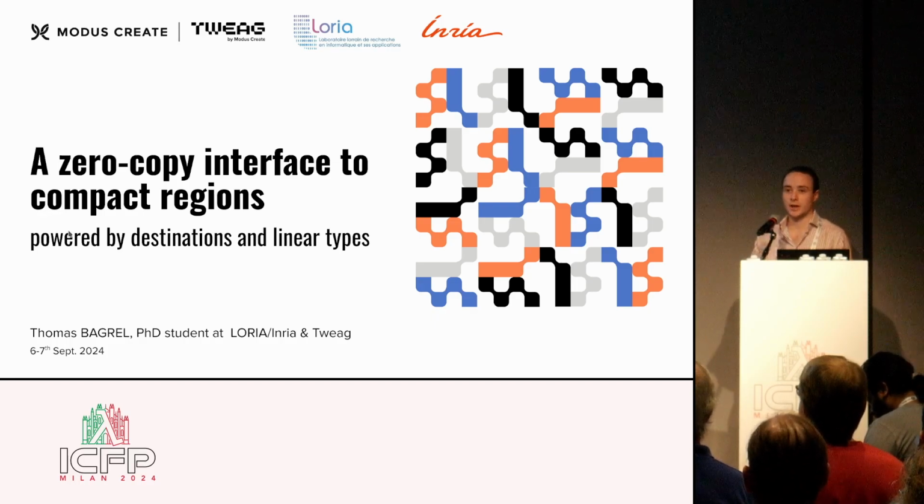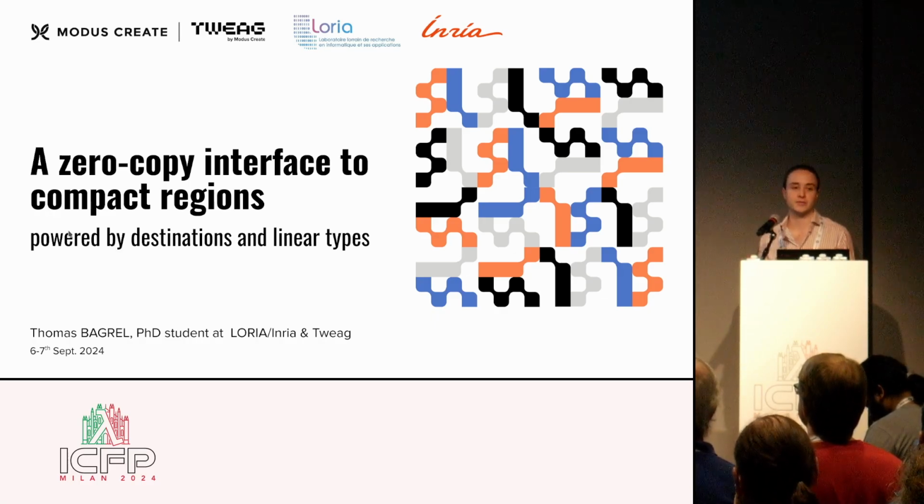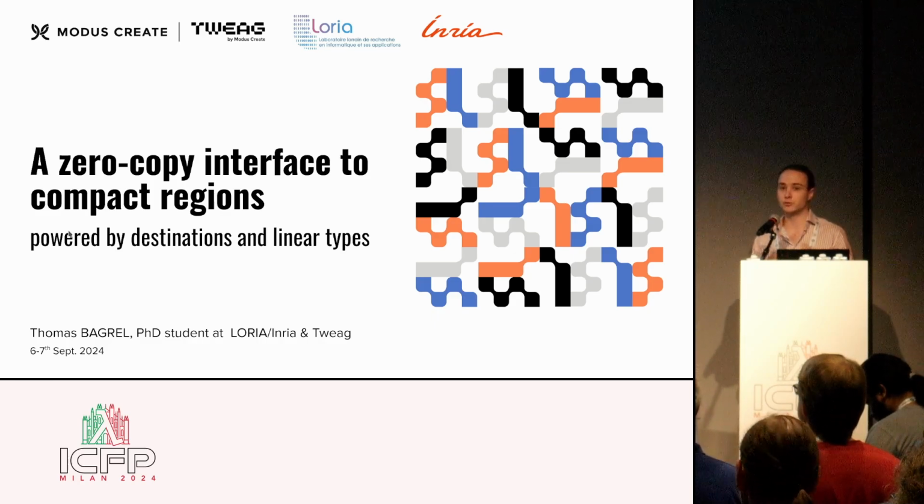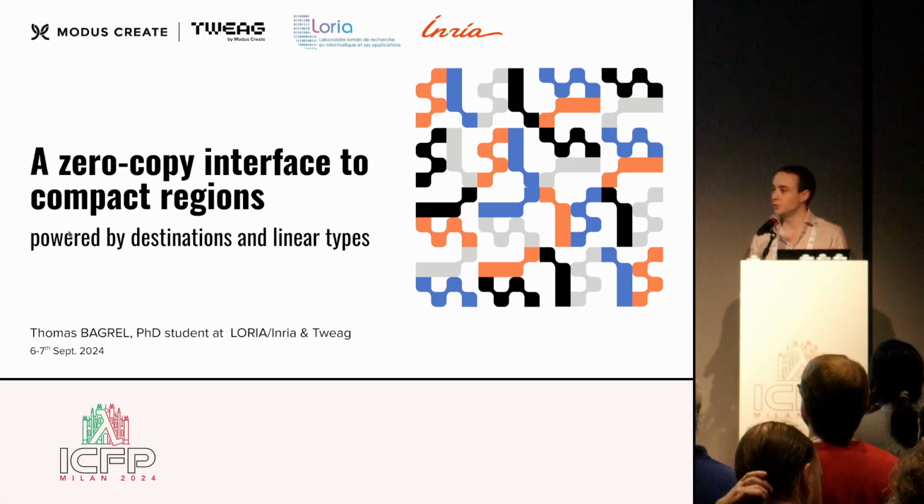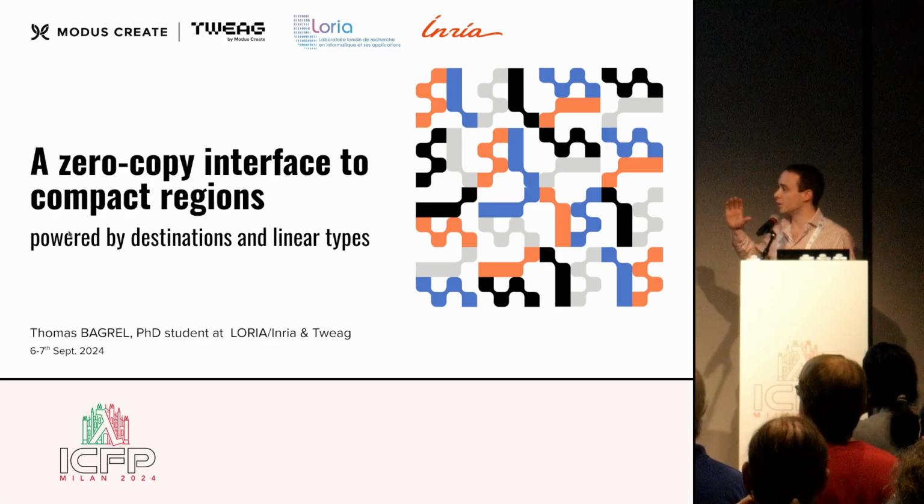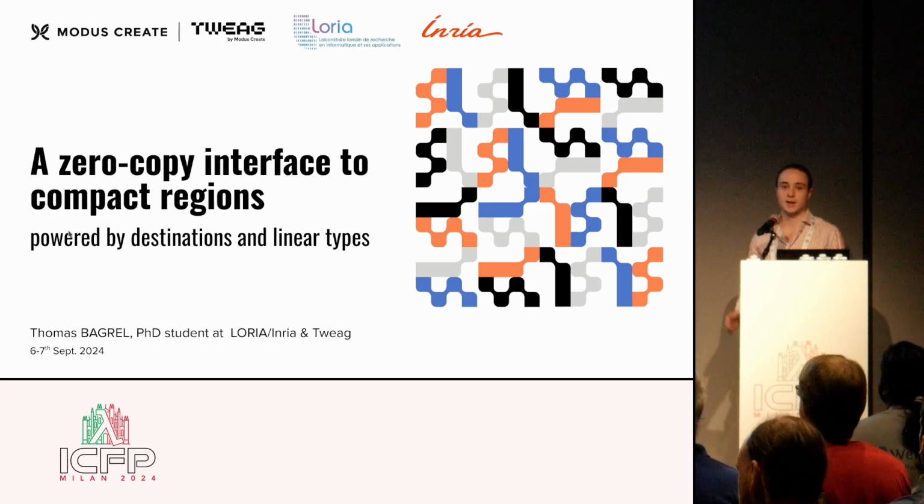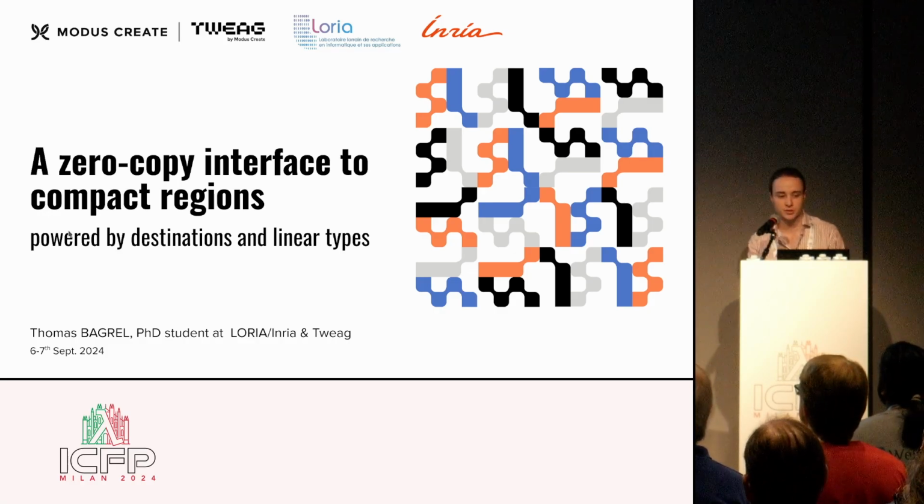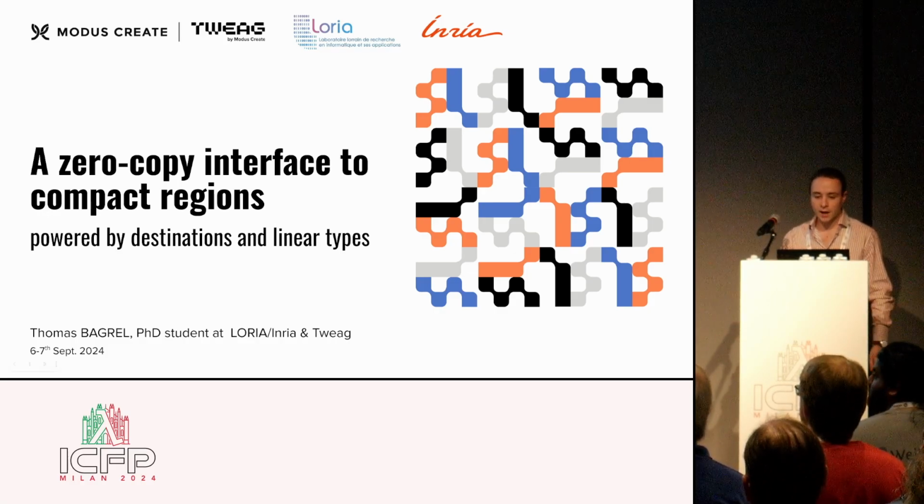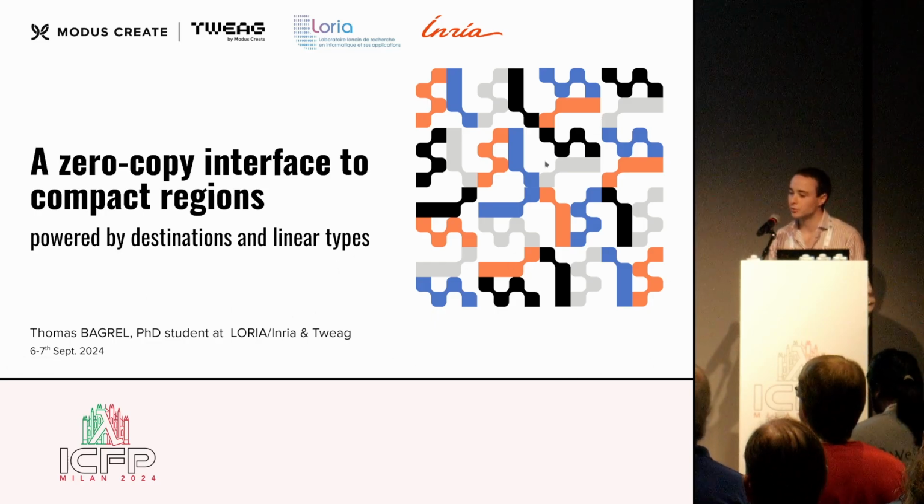So today I'm gonna do this in 3 parts. First, I'm gonna speak about compact regions, and I will present you a new primitive I added to compact regions to do very funky things. And then, in a second time, I will try to show you how to build a destination passing style API based on the primitive. And lastly, we'll see how to make the API safe using linear types. So quite a lot of things to cover. Next slide.